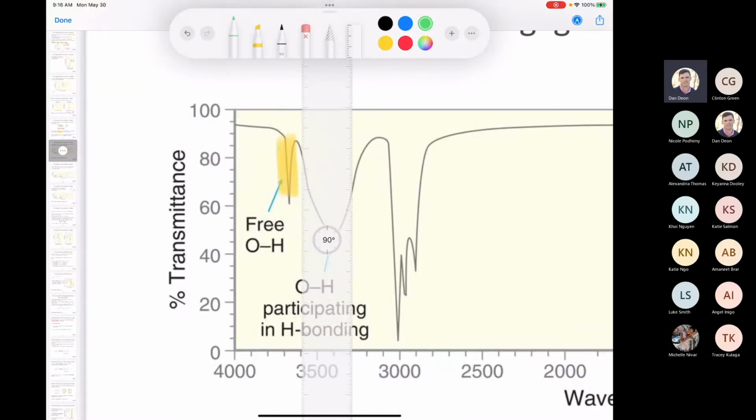Let me get my ruler here. Around, what is this? Around a little bit above 3,500 maybe, 3550, something like that. So this stretching is about 3550 reciprocal centimeters. Whereas, again, if it's participating in hydrogen bonding, then it gets stretched. So again, we call that free hydroxyl because it's not hydrogen bonding.